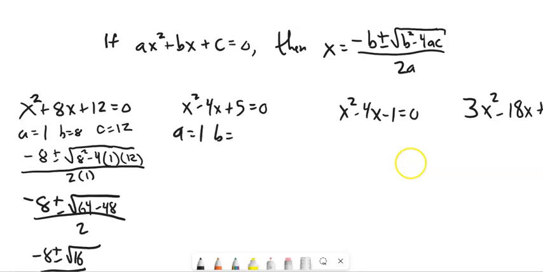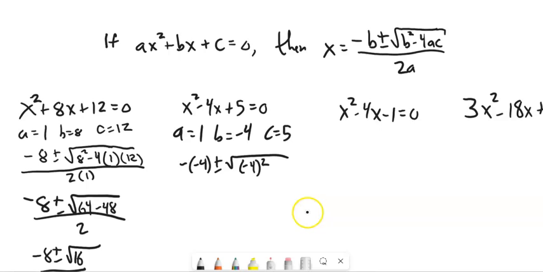A is 1, b is negative 4, c is positive 5. Cool. So negative b. But b's already negative, right? So this is a negative 4. That's a very common mistake, to not put both negatives. But it's minus b, negative b. So negative 4. It's going to end up being a positive 4. And then the square root of b squared. Notice I write it this way. So negative 4 is squared. Minus 4 multiplied by a multiplied by c. That whole thing is over 2 multiplied by a.